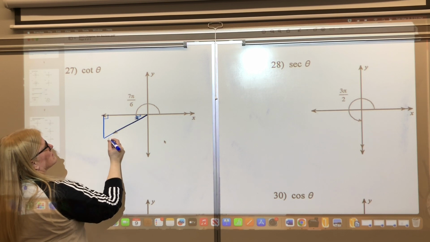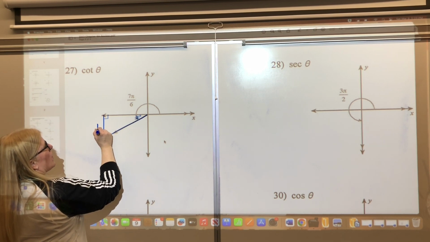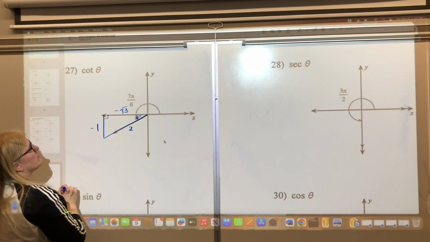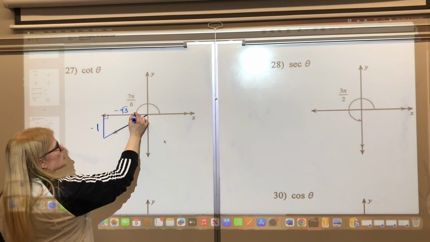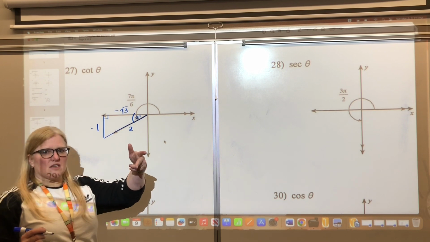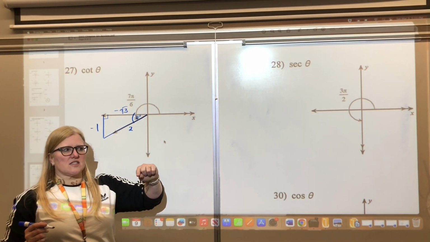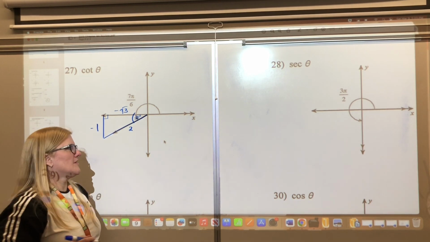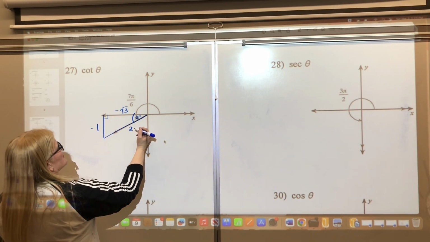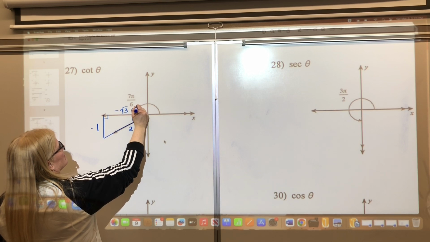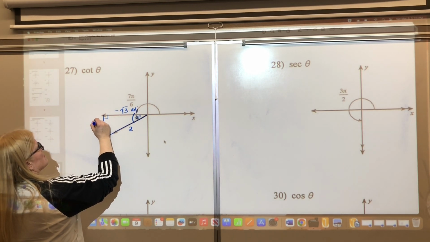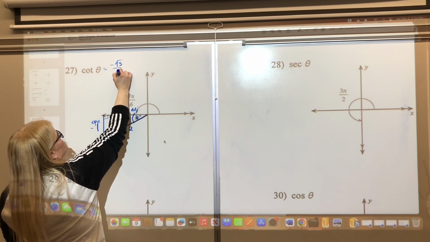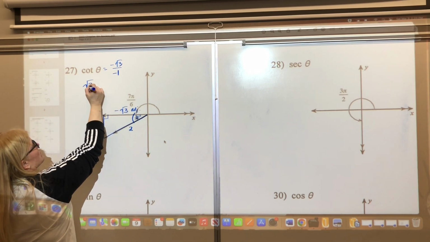We've got right angles, so 1, 2, root 3. This is negative and negative. Okay, cotangent is the opposite of tangent. So instead of opposite over adjacent, it's adjacent over opposite. So it's negative root 3 over negative 1. So it's just root 3.